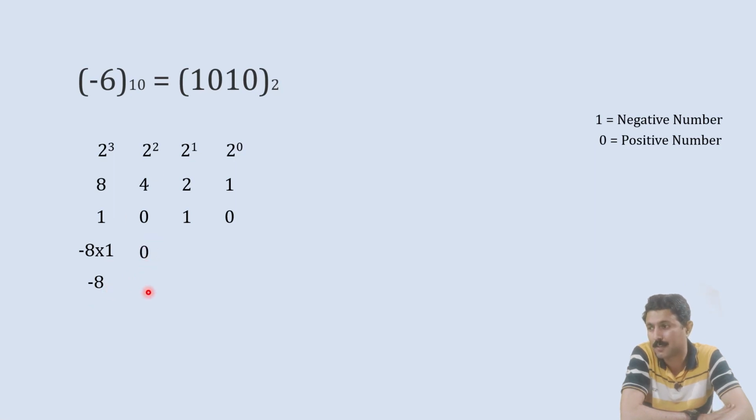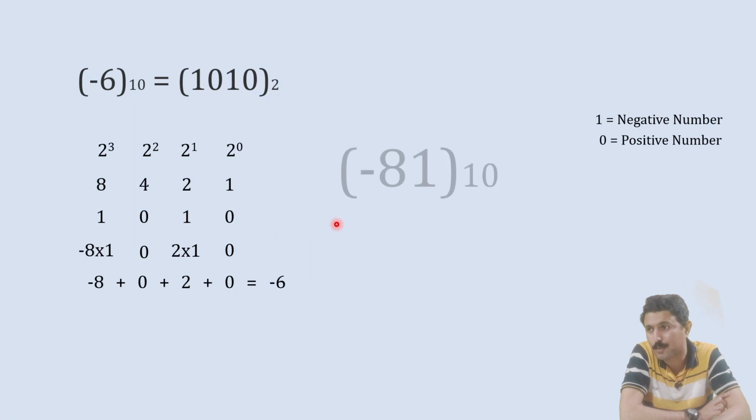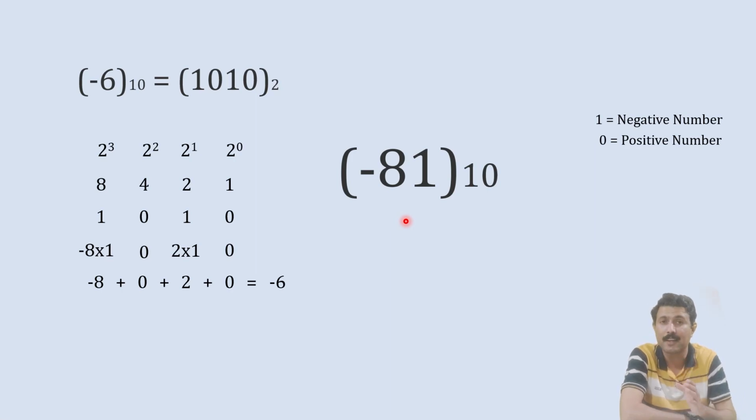4 multiplied with 0 gives us 0. 2 multiplied with 1 gives us 2, and 1 multiplied with 0 gives us 0. So now what are we supposed to do? We should add all these things together. So minus 8 plus 2 gives us minus 6. So it is true that 1010 is the binary equivalent of negative 6. Now you are supposed to convert minus 81 into binary and then write the answer in the comments below, so that I can verify whether you have learned it properly or not.